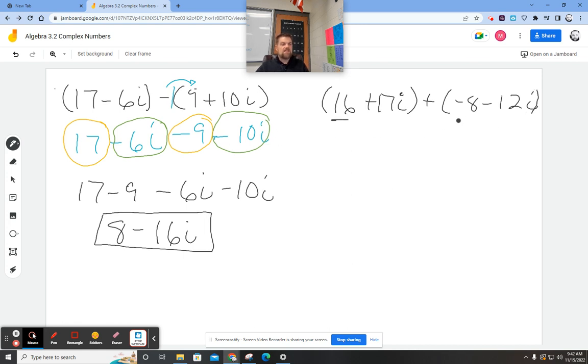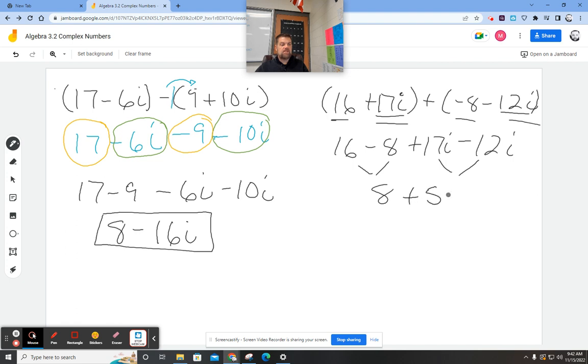So I could say 16 minus 8. So 16 minus 8, those are the real numbers. And then plus 17i plus, minus 12i. Those are the imaginary parts. 16 minus 8 is just 8. 17 minus 12 is a positive 5i. And that's the answer. Any questions on that?